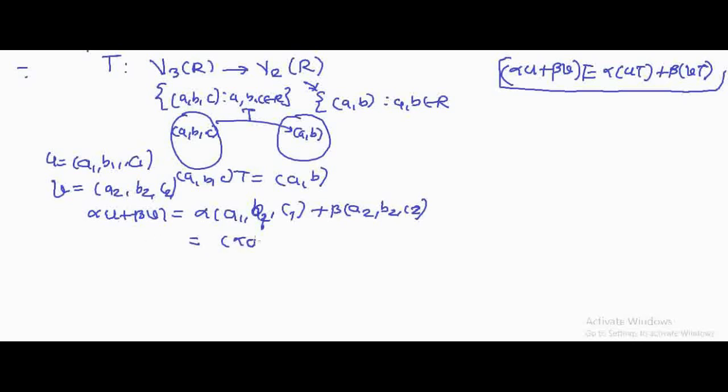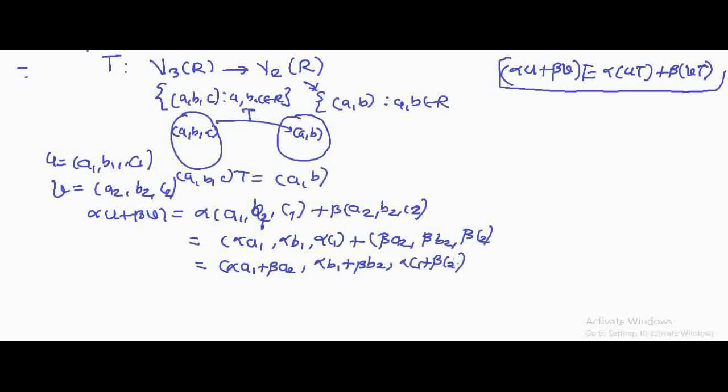Multiplying, this is equal to (alpha a1, alpha b1, alpha c1) plus (beta a2, beta b2, beta c2), and addition is component wise. So this gives me alpha a1 plus beta a2 as the first element, alpha b1 plus beta b2 as the second element, and alpha c1 plus beta c2 as the third element. So again I get an element of V3. Now let us take the image of this element.